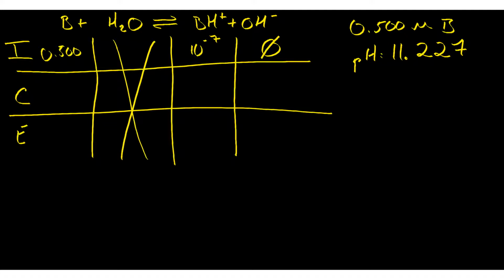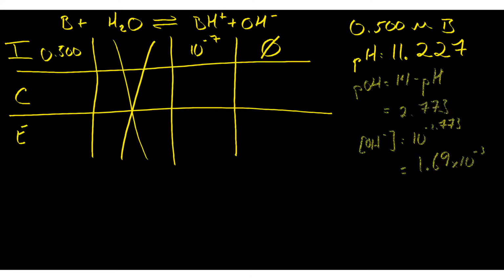So, what are our equilibrium concentrations? Well, pH is 11.227, but we're not dealing with H+ here. We're dealing with OH-. So we have to find the pOH. Easy enough. pOH is 14 minus the pH. That gives us a pOH of 2.773 and a hydroxide concentration of 10 to the negative 2.773, or 1.69 times 10 to the negative third.